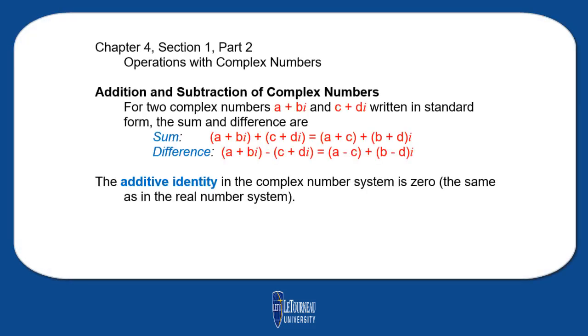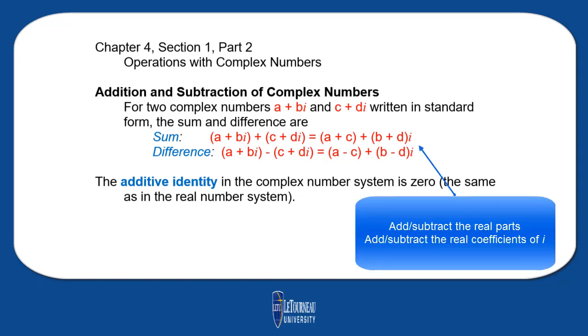Right, let's continue our work with complex numbers, looking at how to operate on them. Addition and subtraction come first. So if I want to add two complex numbers, I add their real parts and I add their imaginary parts. If I want to subtract them, I subtract the real parts and subtract the imaginary parts. The additive identity is 0, the same as we're used to in the real number system.